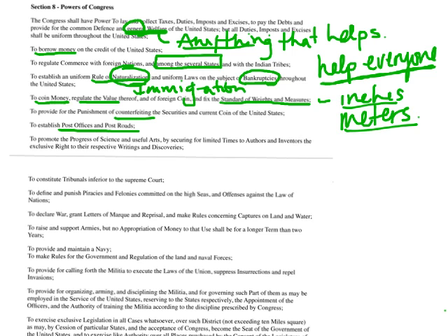To promote the progress of science and useful arts by securing for limited times to authors and inventors the exclusive rights to their writings and discoveries. These are patents and copyrights.